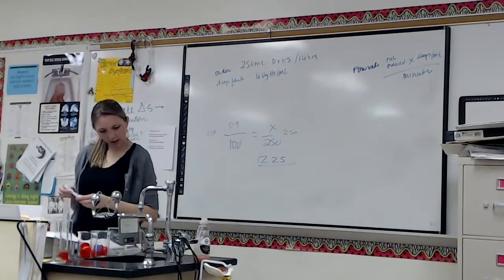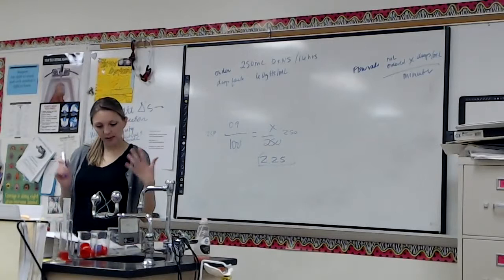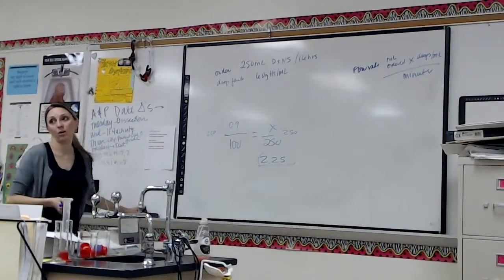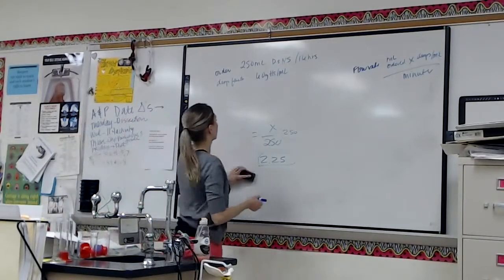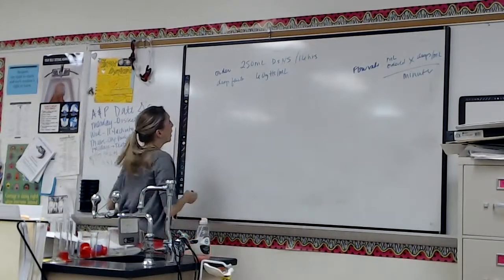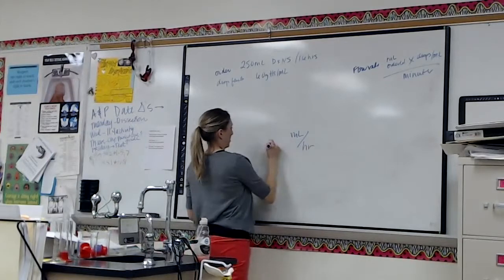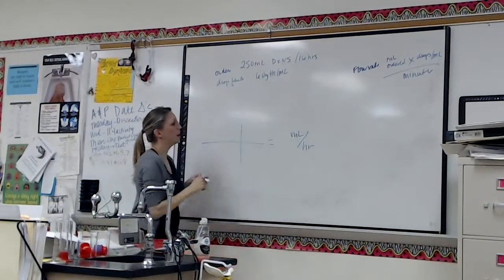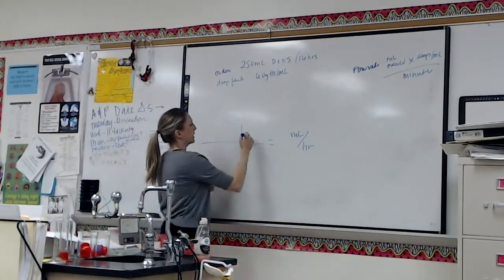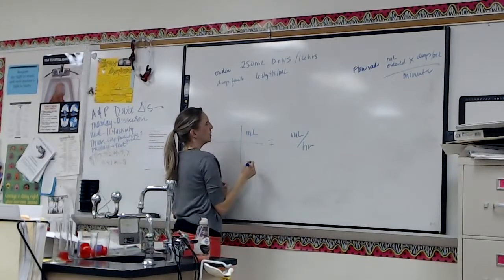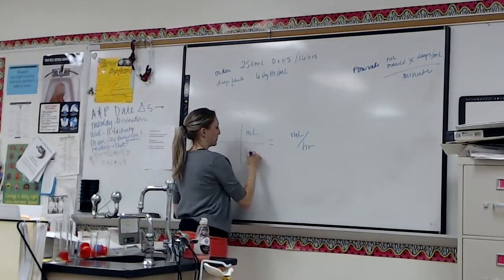Now it says how many milliliters will be administered per hour. Okay, so this one's a little different. So what do I want my answer to be in? Milliliters per hour. So set this up. And every milliliter we have what? 60 drops.